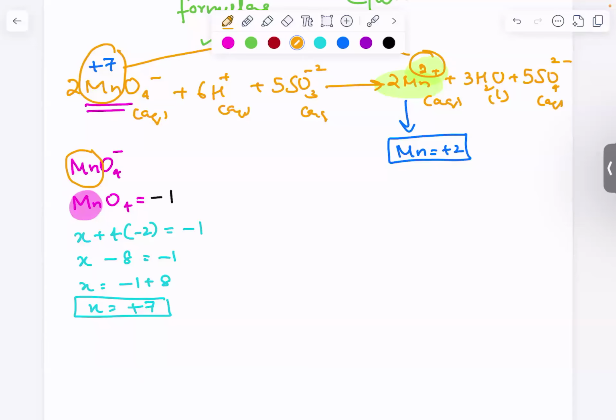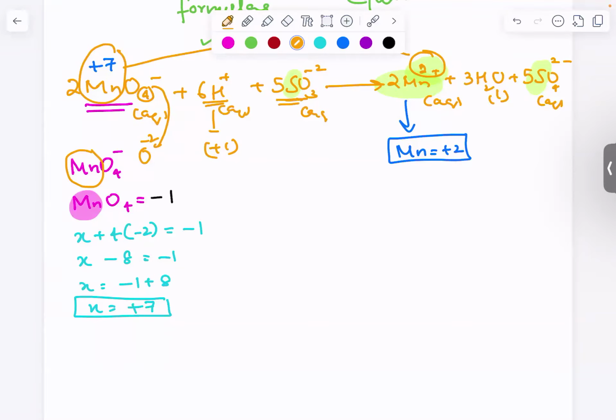Now come to the next one, 6H positive. We know that hydrogen is +1. All right, now comes this thing, SO3. So we need to calculate S here. As far as O is concerned, you know that O is -2. However, there are 4 O's, but we are not going to make it -8. We will make it -2. It will keep our thing simple. Now, hydrogen I have already calculated, that is +1.